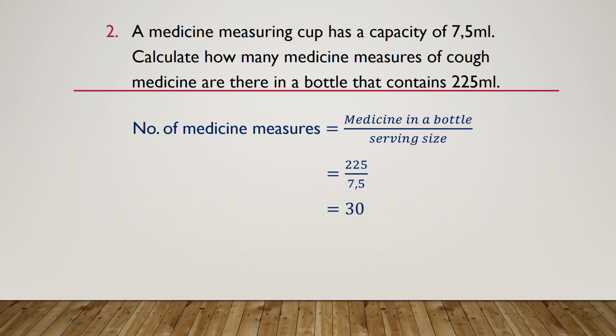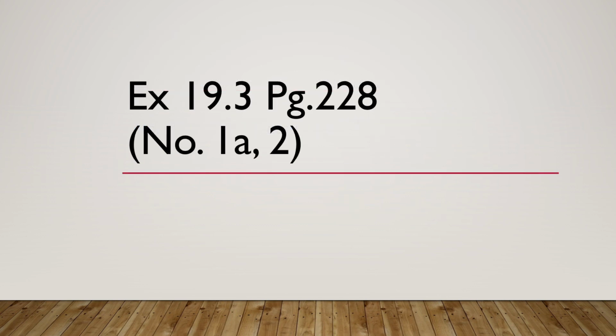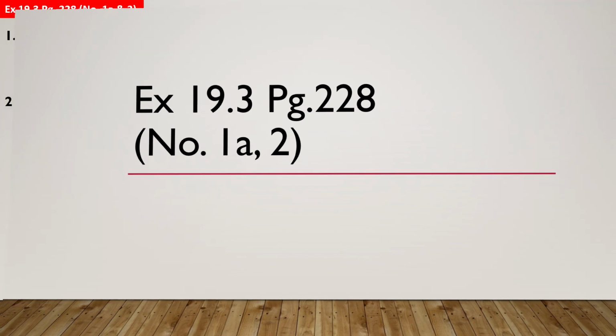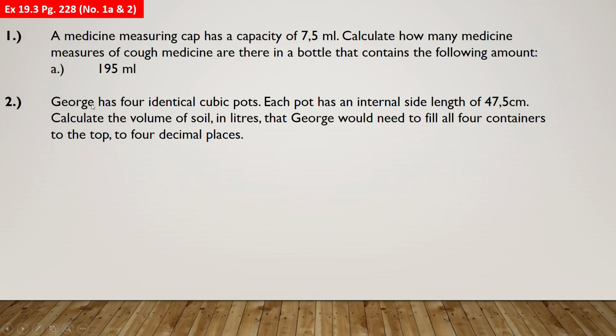Okay, for homework. It is exercise 19.3 on page 228, number 1A and 2. And this is what it looks like. Alright, so the first one is very similar to the one that we just did. And then number 2, you'll have to work it out. I find for number 2, the easiest way to do it is to actually draw pictures to help you figure it out. Just take note there that your answer needs to be rounded off to 4 decimal places. Okay, good luck, guys.